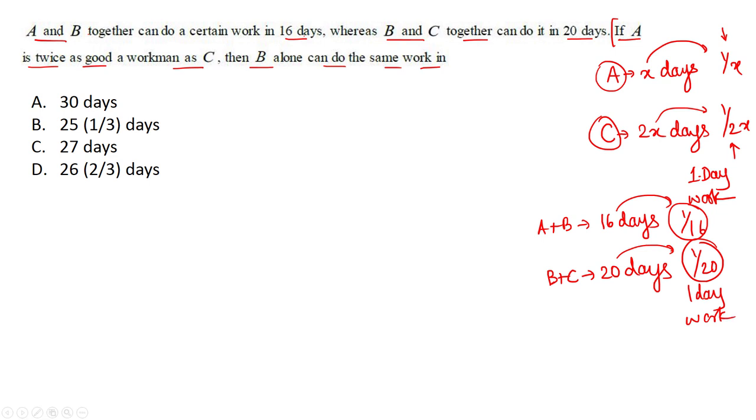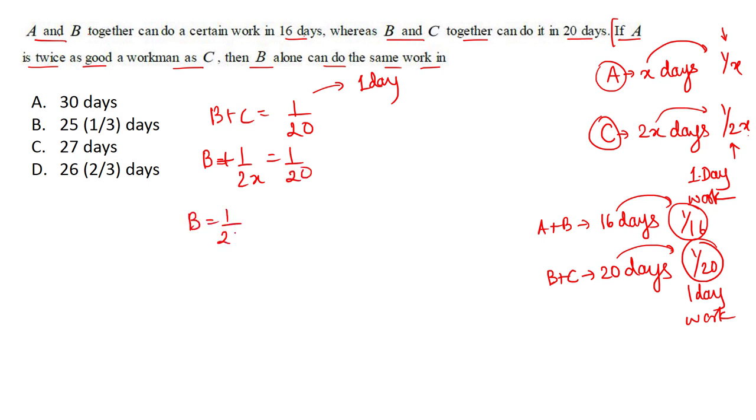Now we already know B plus C is equal to 1 by 20, the amount of work that B and C are going to do in a single day. But C does 1 by 2x amount of work in a single day. So B plus 1 by 2x will be equal to 1 by 20. So B is going to be 1 upon 20 minus 1 upon 2x. On the other hand, A and B together complete 1 by 16 amount of work in a single day. But we already know A completes 1 by x amount of work in a single day. So B is going to be 1 by 16 minus 1 by x.